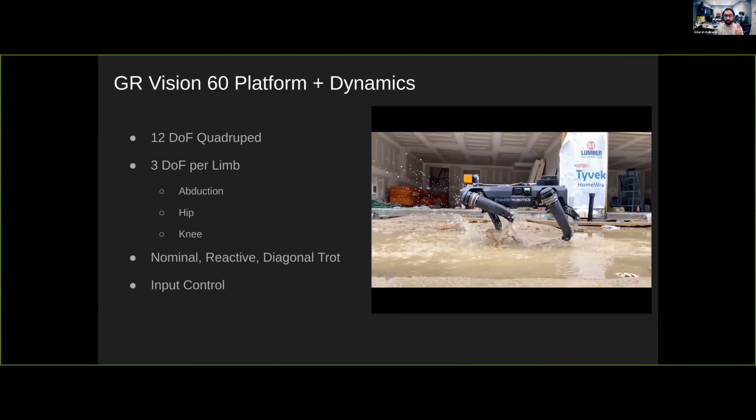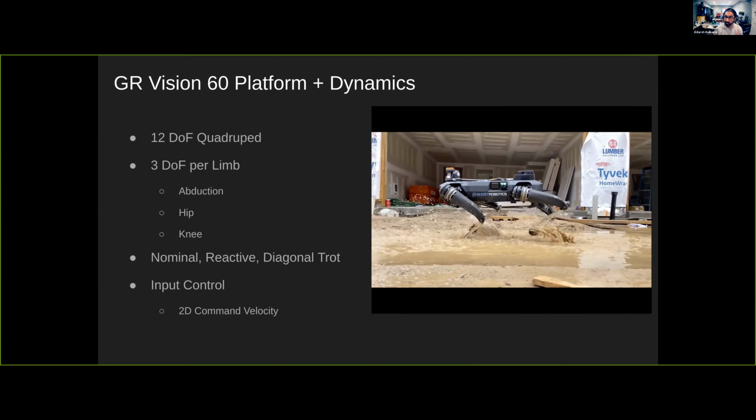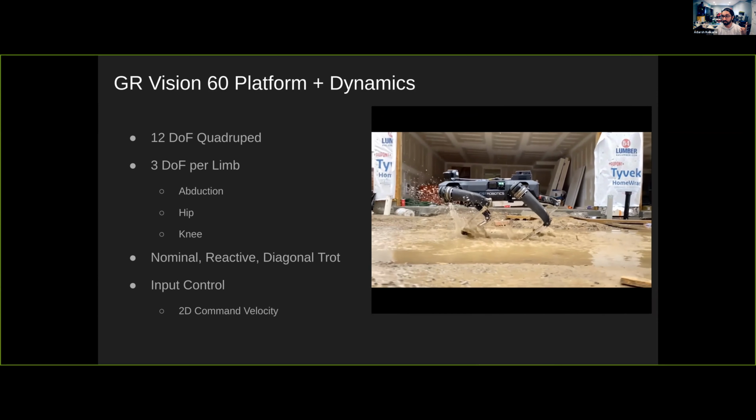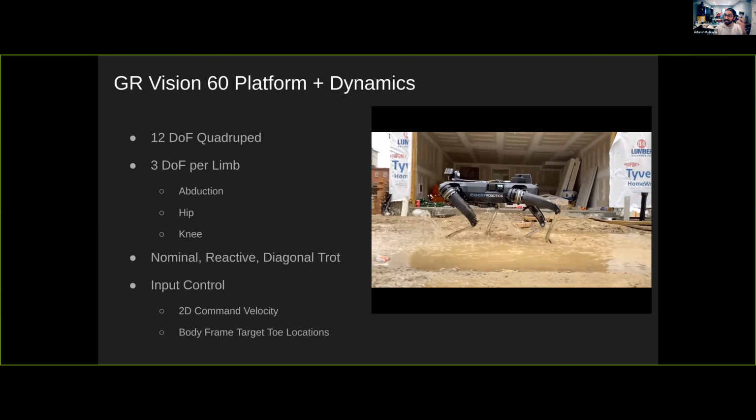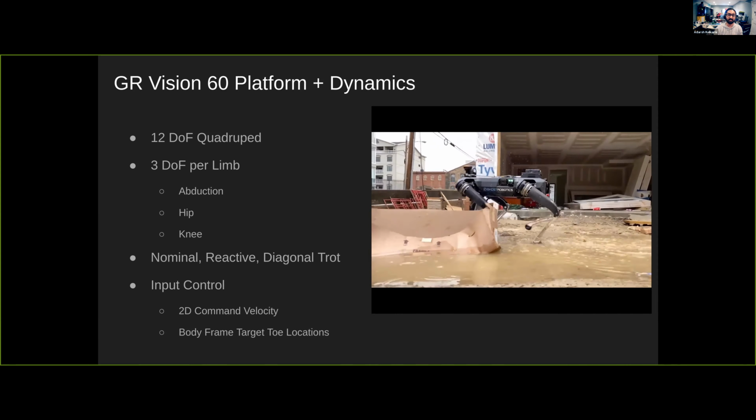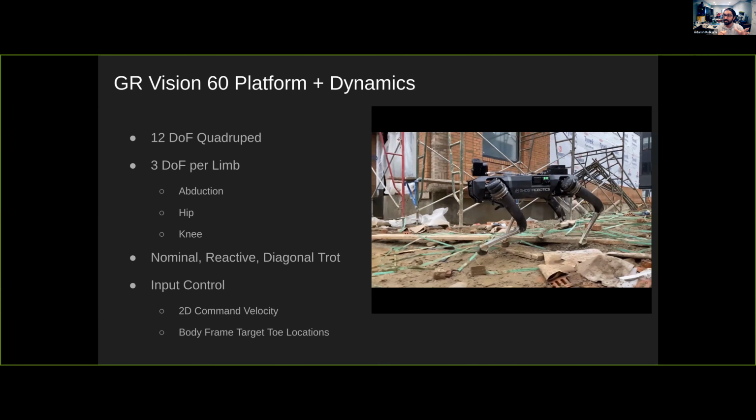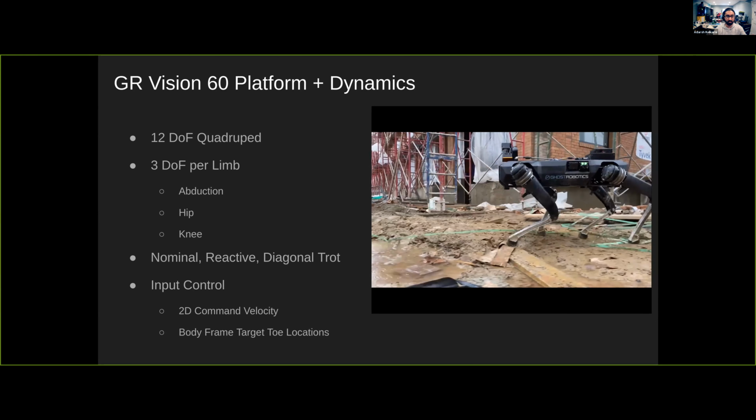We've got two main forms of input control to this gait. The first one is a run-of-the-mill 2D command velocity. It's linear X, linear Y, and angular Z. And the second thing in tandem with that command velocity is body frame target toe location. So we can say, we want to go this way at this velocity, but we also want to hit these toe locations. So we would pass down two toe locations for the toes that are currently in flight.